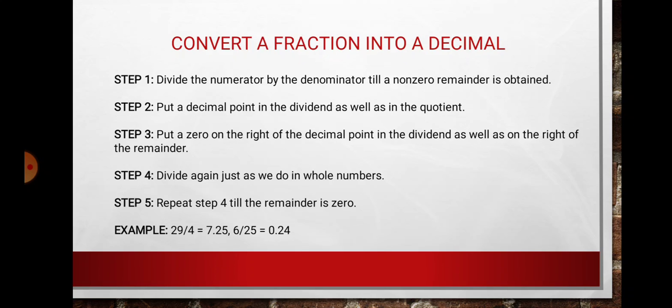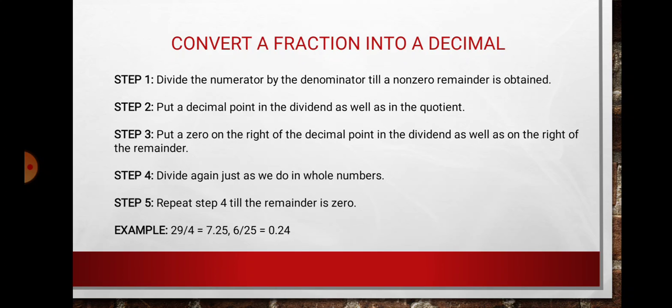Now let us learn how to convert a fraction into a decimal. Step 1. Divide the numerator by the denominator till a non-zero remainder is obtained. Till you get a non-zero remainder, you have to continue. Put a decimal point in the dividend as well as in the quotient. So in both the dividend and the quotient we are supposed to keep a decimal point. Put a 0 on the right of the decimal point. As we already know, if you include 0 at the right end, it will never affect the value.